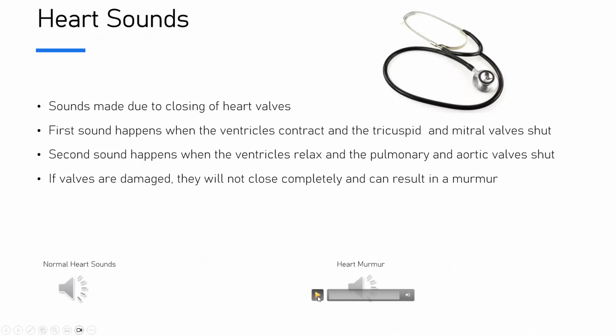This is a murmur. That's kind of a swishing noise. Okay, and that's the difference between the valves slamming shut like they're supposed to and them being kind of wobbly.